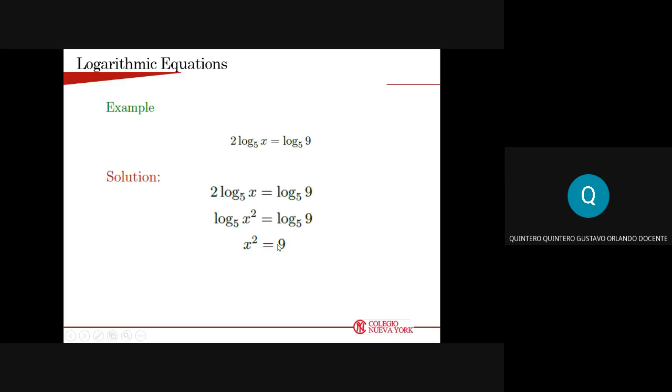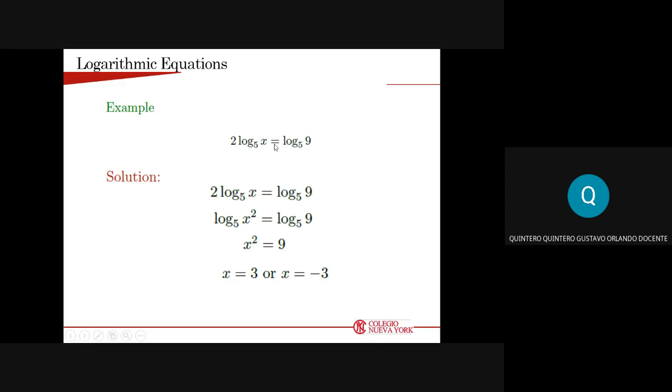So x equals the square root of 9. But 9 has 2 roots, positive 3 and negative 3. So there it is. This equation had 2 possible solutions, 3 or negative 3. Both of those are equally correct. All right. Pretty simple, huh?